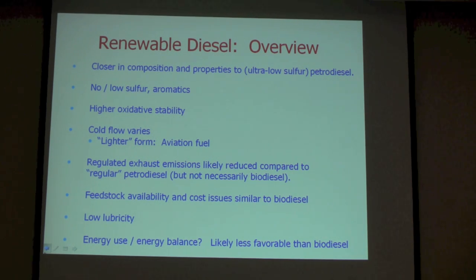Lubricity is low, because you're getting rid of the oxygen in the fuel. And then energy balance is less favorable than biodiesel. Yes, question. When you say low lubricity, are you saying lower than the ultra-low sulfur? About the same. About the same. Yeah. Next slide.